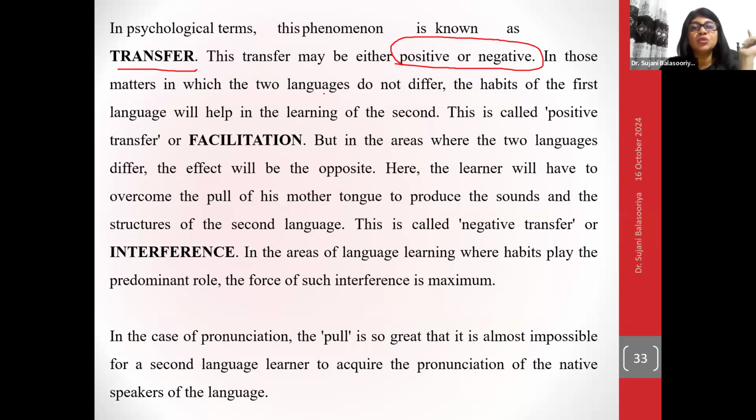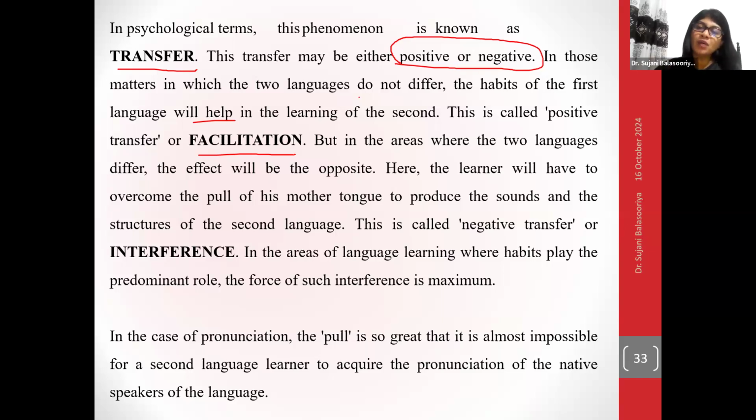In those matters in which the two languages do not differ, right? That means we are going to talk about the positive transfer. So then how does positive transfer happen? When the two languages are similar, right? Not 100% similar, but when there are more similarities than differences, the habits of the first language will help in the learning of the second language. So this is called positive transfer. In one word, facilitation. Facilitation is another term for positive transfer.